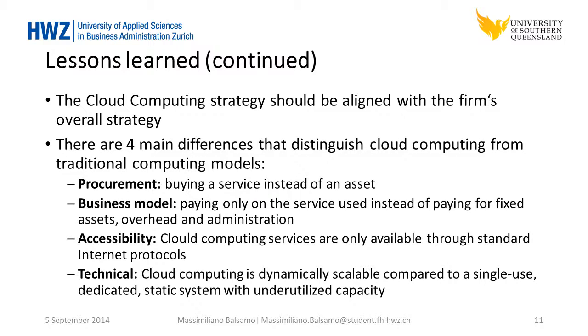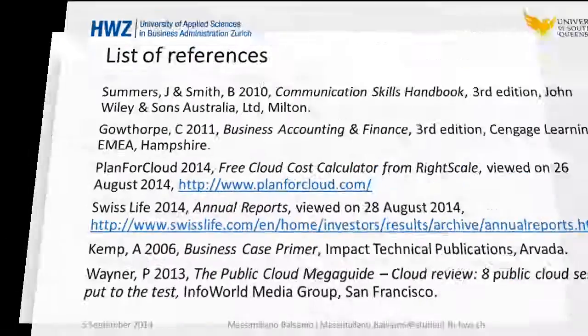And finally, there are four main differences that distinguish cloud computing from traditional computing models: procurement, buying a service instead of an asset; business model, paying only on the service used instead of paying for fixed assets, overhead, and administration; accessibility, cloud computing services are only available through standard internet protocols; and technical, cloud computing is dynamically scalable compared to a single-use dedicated static system with underutilized capacity.